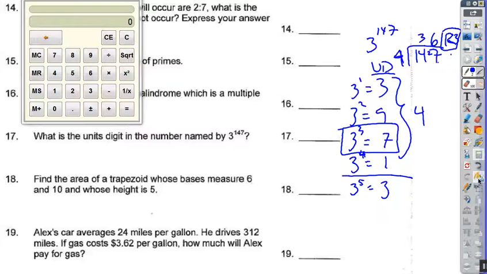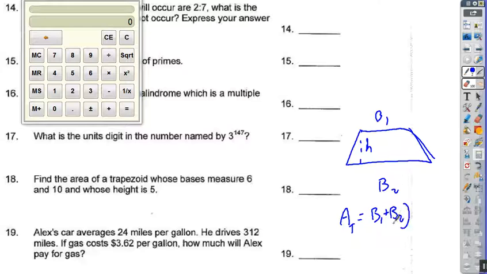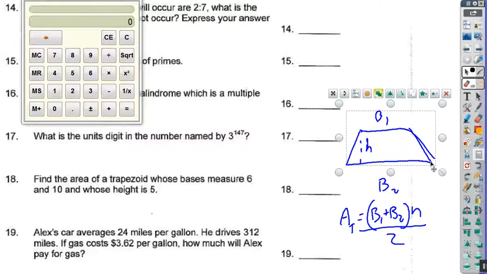Find the area of a trapezoid whose base is, all right, so a trapezoid, very ugly. We have base 2, base 1, and we have height. And the area of a trapezoid is equal to base 1 plus base 2 times the height divided by 2. And the reason behind this is if I were to duplicate this, woohoo!